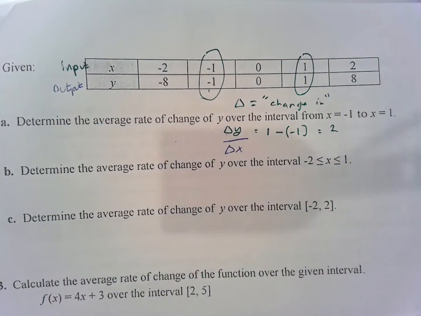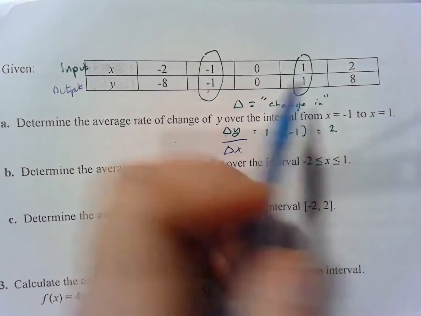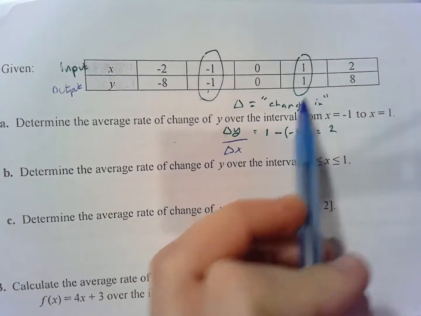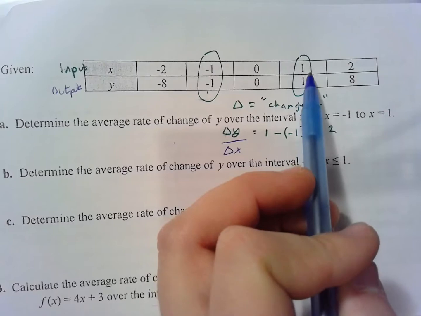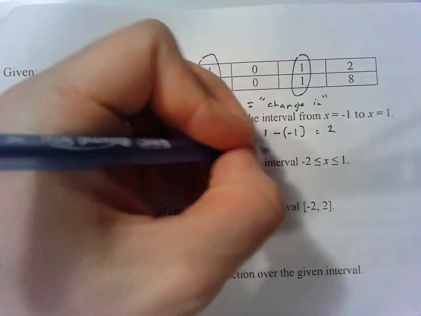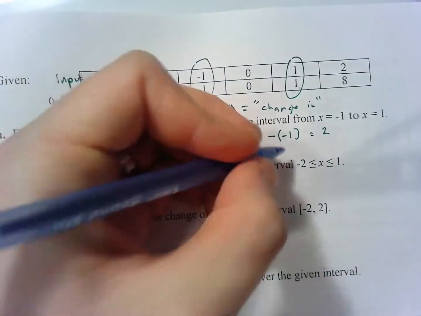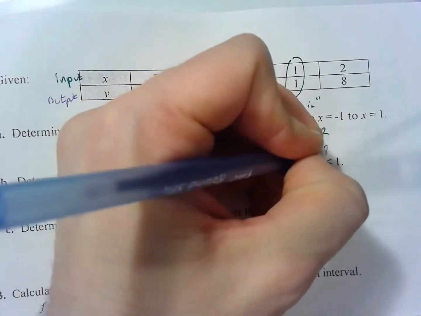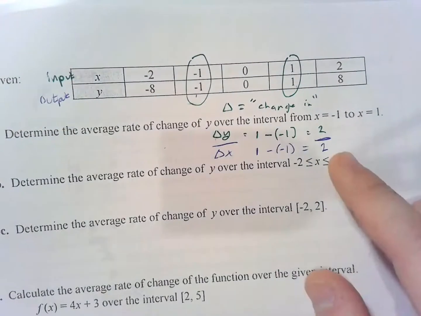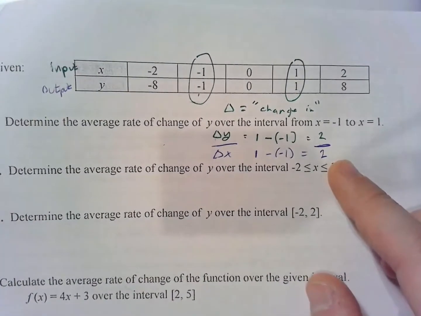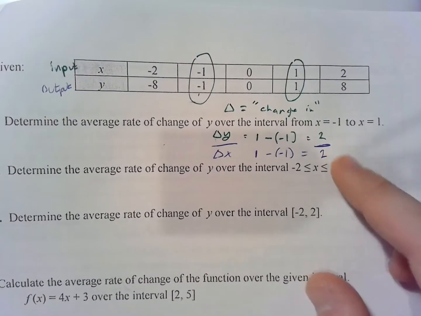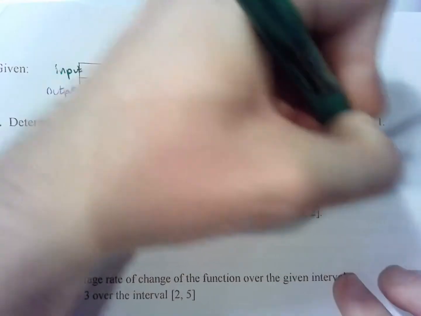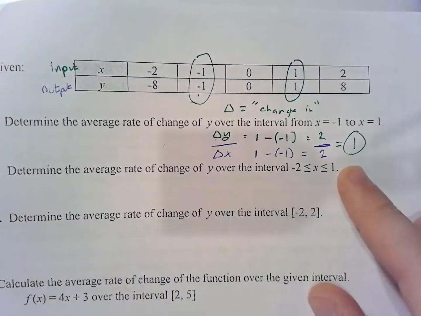And now I'll just do my change in x. Well, it's the same thing. Because I started with the 1 here in the y, I've got to start with its buddy up here in the x. So I'm going to do 1 minus that -1 over there. And that's also equal to 2. So my average rate of change, the slope between these 2 points, is going to be 2 over 2. If we simplify that, my slope ends up becoming 1.